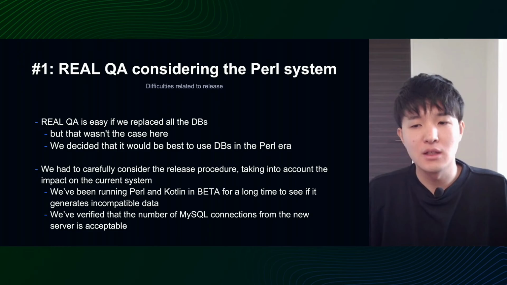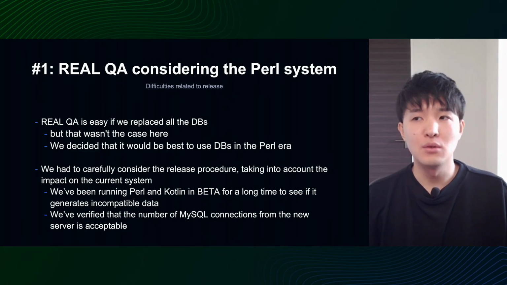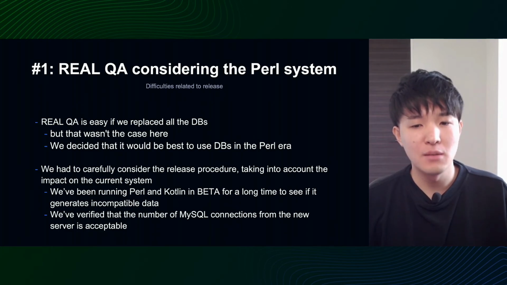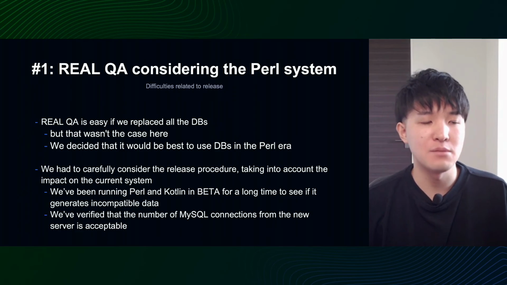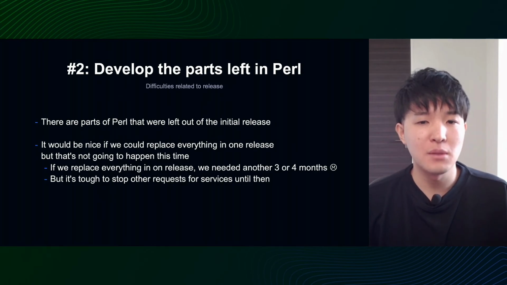Number 1, in order to ensure we don't have incompatible data, we ran Perl and Kotlin in beta for a long time, in parallel for about 1.5 months. And during that time, we found many challenges. And some suggested we should have spent more time on it. And then, since we are adding new applications to existing systems, we verified the number of MySQL connections from the new server.